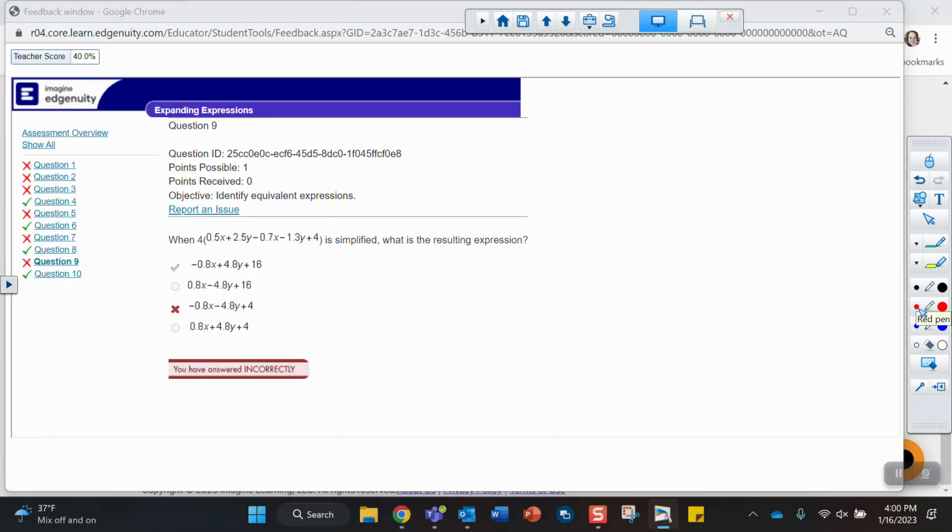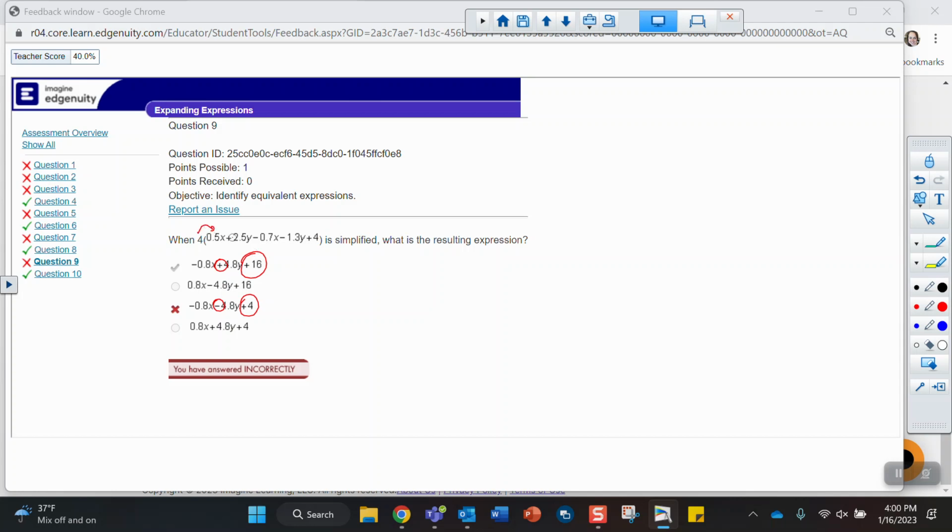And the last one is number 9. When that is simplified, what's the resulting expression? So again, you can distribute first. Everything inside of that gets multiplied by 4. Or you can clean things up inside first and then multiply by 4. It looks like the difference between your answer and the correct answer is we have a different sign here. And then the back term is also different. So it looks like maybe you just didn't distribute it all the way through. It looks like you didn't multiply the 4 by the 4.